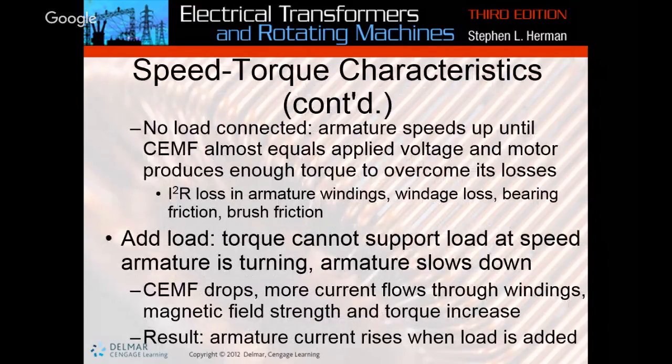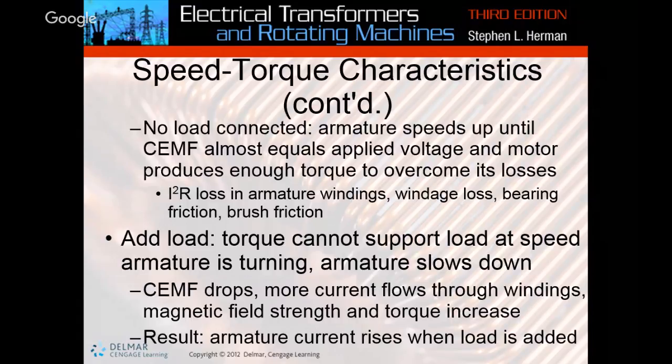So, speed torque characteristics continued. With no load connected, the armature speeds up until CEMF almost equals the applied voltage and the motor produces enough torque to overcome its losses. So here we have the I squared R loss in the armature winding, the windage loss, and brush friction. That is all of the possible loss that you're going to have whenever that armature starts to pick up.